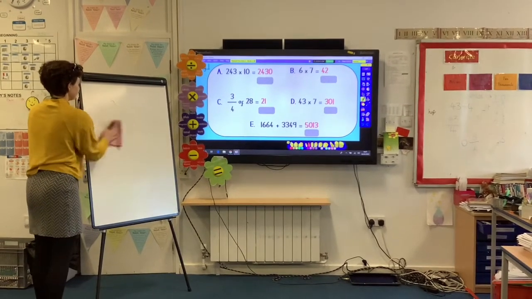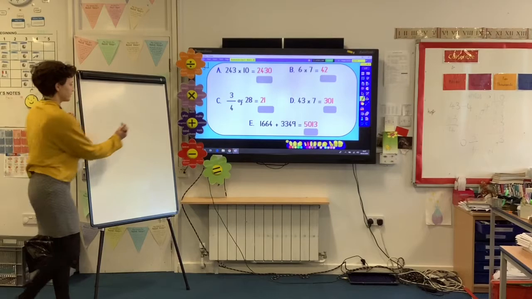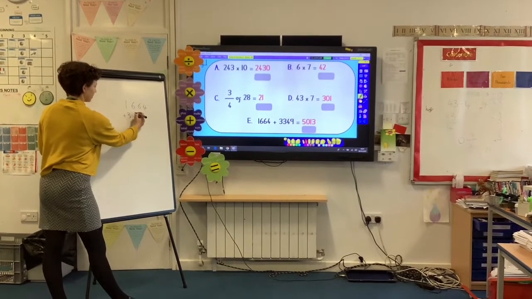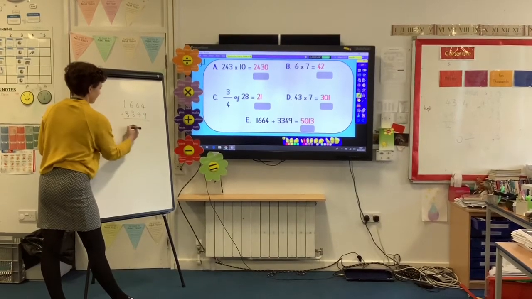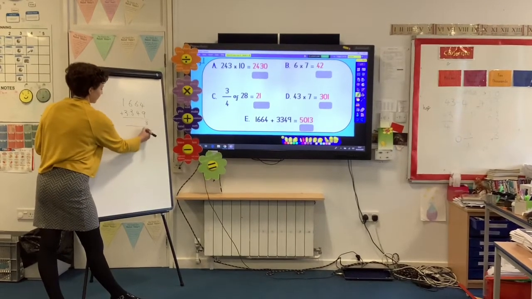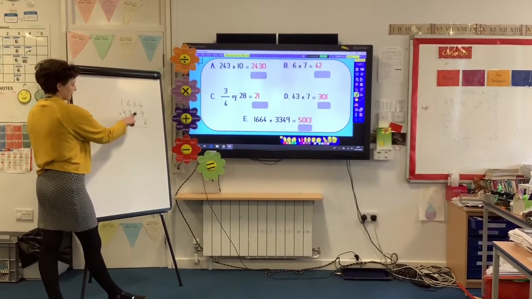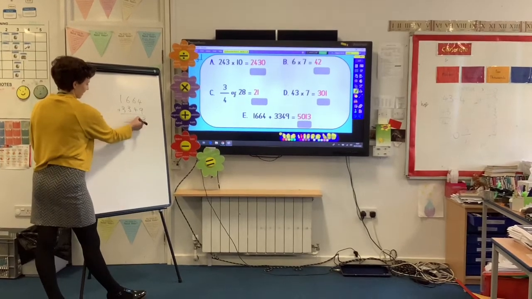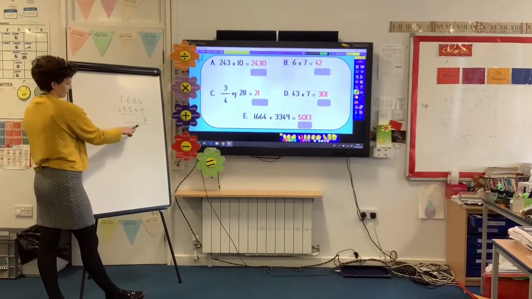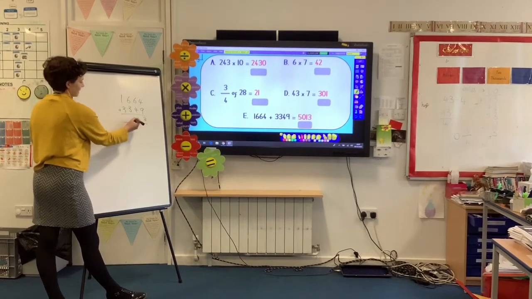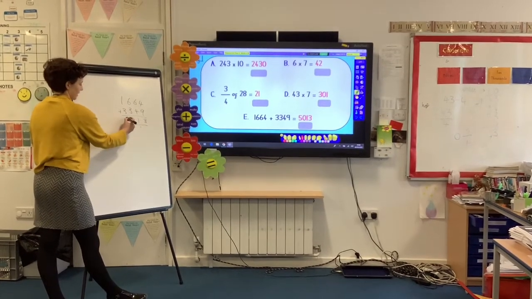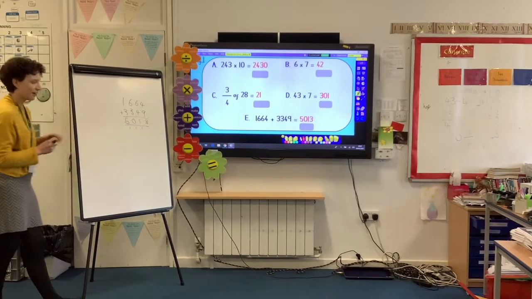And then finally, we've got 1,664 and 3,349. 4 ones, add 9 ones is 13 ones. I've got 6 tens, add 4 tens is 10 tens, add 1 ten is 11 tens. Then 600 add 300 is 900, add my regrouped 100 is 10 hundreds. 1,000 add 3,000, add 1,000 is 5,000. So my answer there, 5,013.